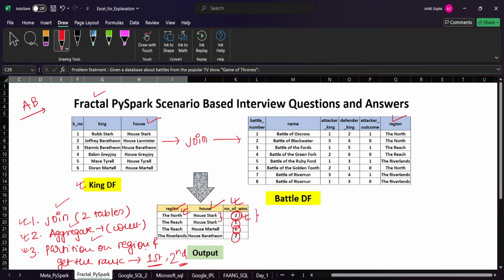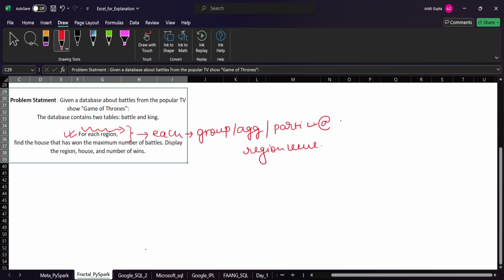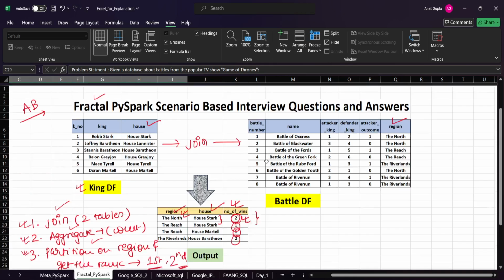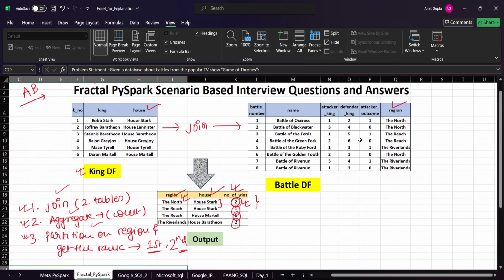Okay, so let's start with the solution. Let me enable the grid lines. In order to join these two tables, we should have one common column. How can we join these two tables? If you see here in the battle table, we have this attacker outcome. That is for attacker king versus defender king. So king one fought with king two, and these two guys had a match between them, and the winner is the king one.